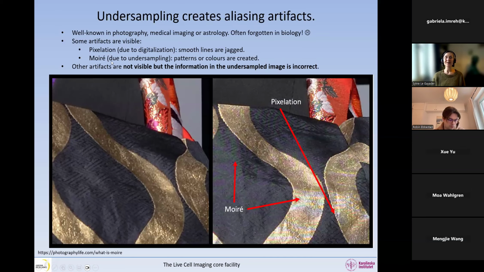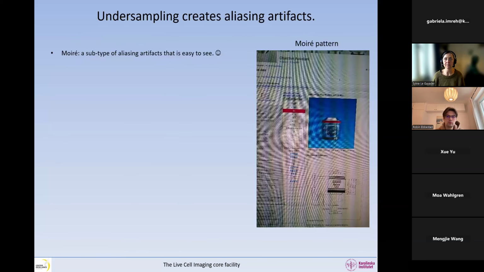Unfortunately, there are other artifacts that are not visible, but the information in the undersampled image is incorrect. So we always need to have the right balance between, is it okay? Will this incorrect information prevent me from getting a reliable answer for my scientific question or not? That is the key. It's always the key, okay?